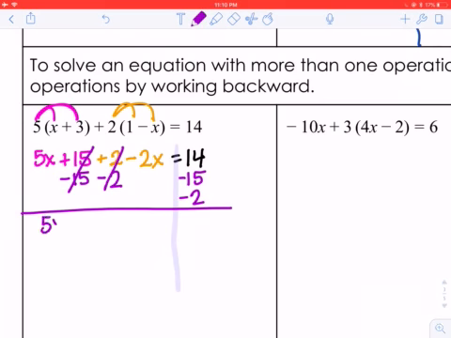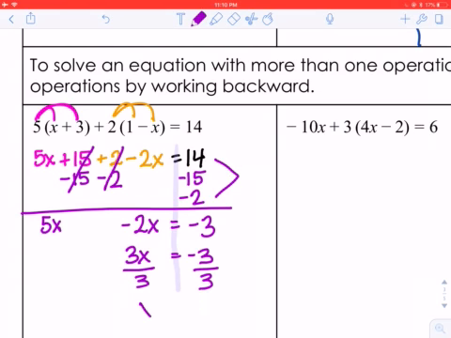So here I have 5x minus 2x is equal to, I'm going to do this part in my calculator. I'm going to know 14 minus 15 is negative 1, minus 2 is negative 3. From here, I can combine like terms. 5x minus 2x would be 3x equals negative 3. Divide by 3 on both sides. x equals negative 1. Try to keep things as lined up as possible so I know exactly how to finish my problem.